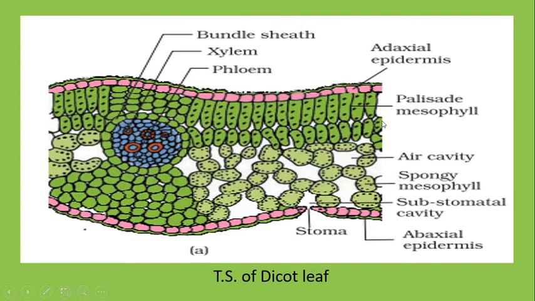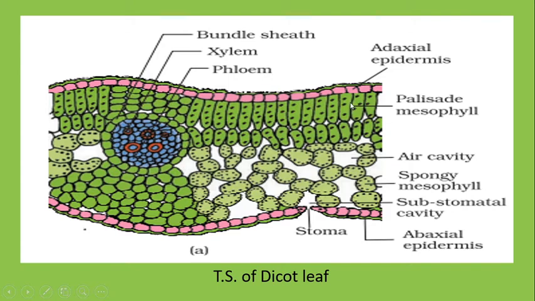In the case of the dicot, the mesophyll tissue is made of two types of cells. Number one, the palisade, and second, the spongy. The palisade is known as the palisade mesophyll, and the spongy cells are known as the spongy mesophyll. The palisade mesophyll cells are columnar. Columnar means they look like vertical columns, elongated cells.